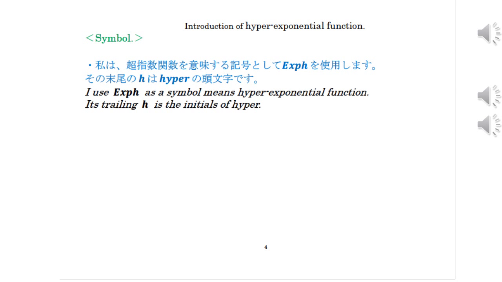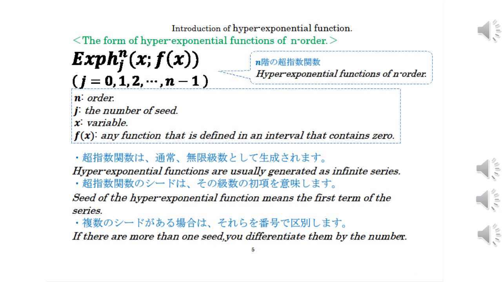Symbol. I use EXPH as a symbol meaning hyper-exponential function. Its trailing h is the initial of hyper. The form of hyper-exponential functions of n order. Hyper-exponential functions are usually generated as infinite series. Seed of the hyper-exponential function means the first term of the series. If there is more than one seed, you differentiate them by number.